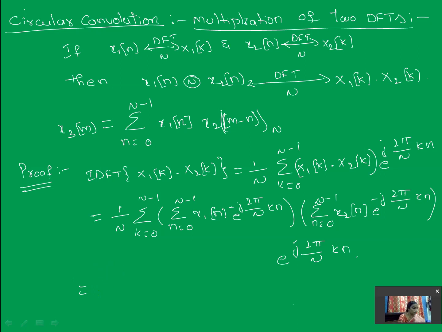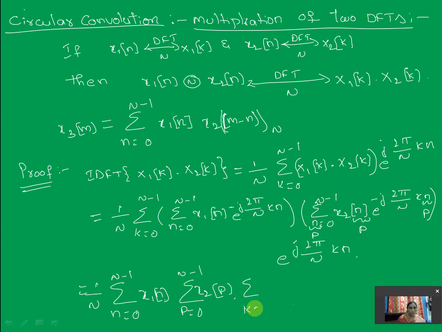Okay, so now smartly I club all these like this. Look here, 1 by N, now summation n from 0 to N minus 1, I am taking this one outside. So now x1 of n. Now to avoid confusion, I am using another variable in the place of n for this summation, what is that? P. Right, so x1 of n is outside. Now summation p from 0 to N minus 1, now x2 of p, then another summation, k from 0 to N minus 1. And now what are the left terms here?